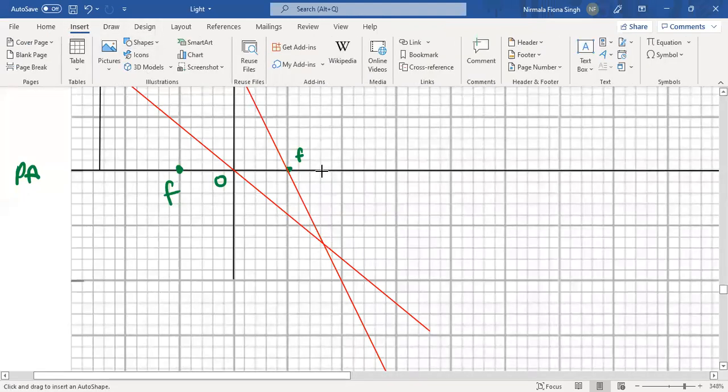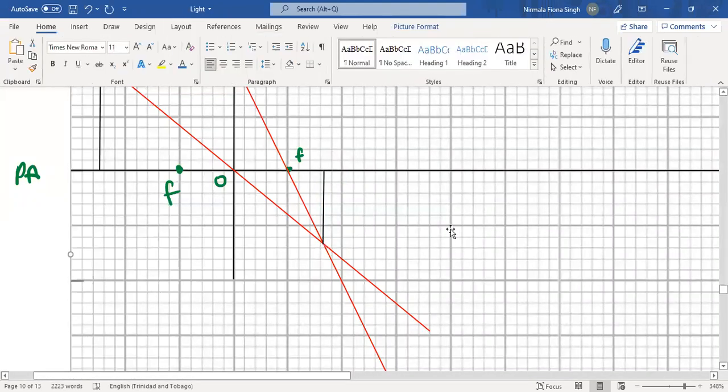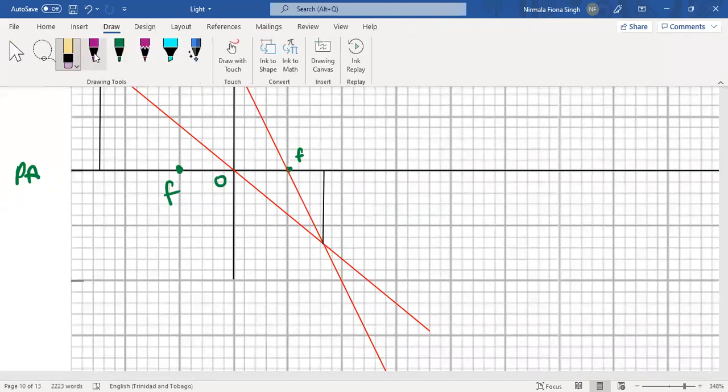The arrow's a bit weird. Right, and that will be your image. So this is where our image will exist. And now you can go ahead and take measurements for your image.